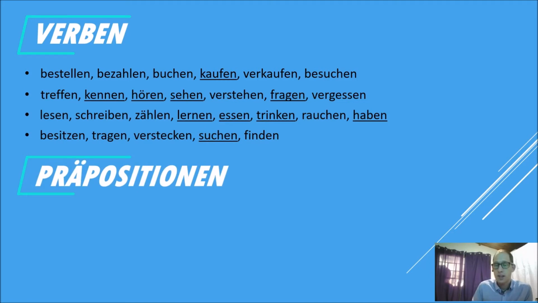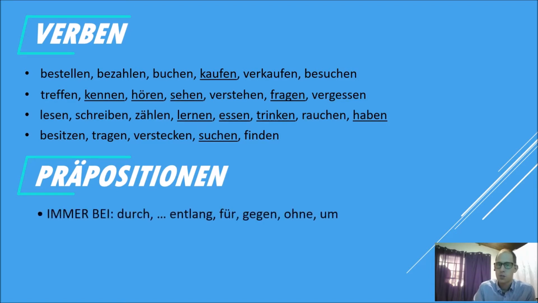Another very good indicator is prepositions. Even if a word is in a certain position where you think normally the accusative should not be, if we have one of these prepositions, we need the accusative. For example, durch, entlang, für, gegen, ohne. With these prepositions, the accusative is obligatory.